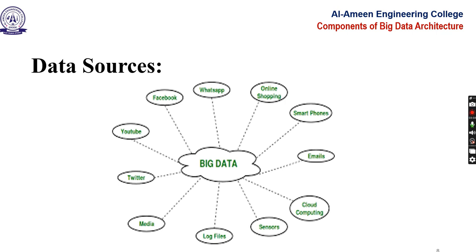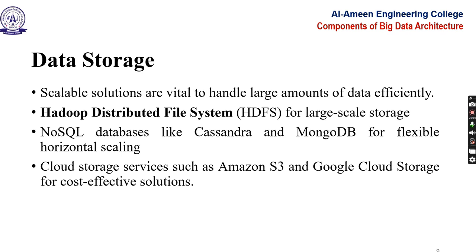Okay. So big data can get its data from Facebook, WhatsApp, online shopping, smartphones. That is, you can extract data from multiple sources. Those data can be audios, videos, XML files, CSV files. Anything can be used in big data.